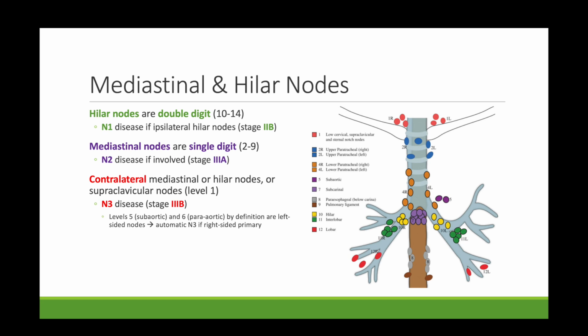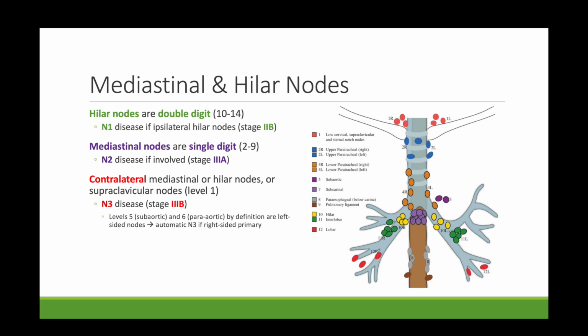The nodal stations in the lung are numbered 1 through 14. The first station where cancer can spread, if it spreads to the nodes, is the nodes that are closest to the periphery of the lung. These are our hilar nodes, and hilar nodes are labeled with double-digit numbers. Stations 10 through 14 are what are known as our hilar nodes. And if those are involved ipsilaterally, that is known as N1 disease.